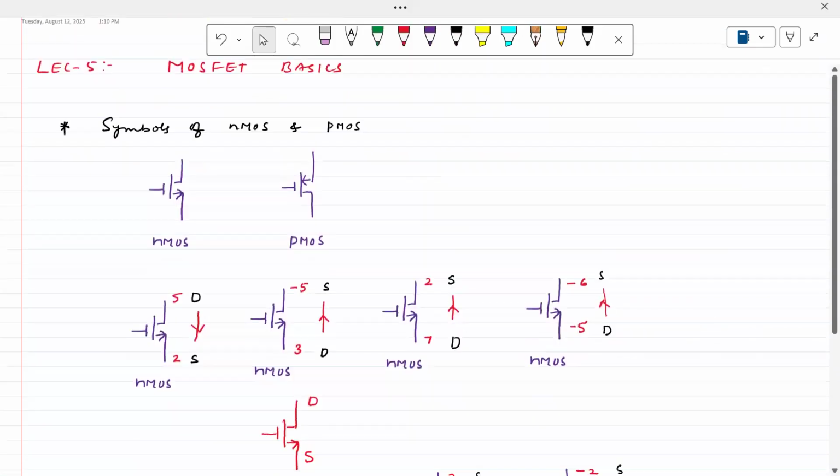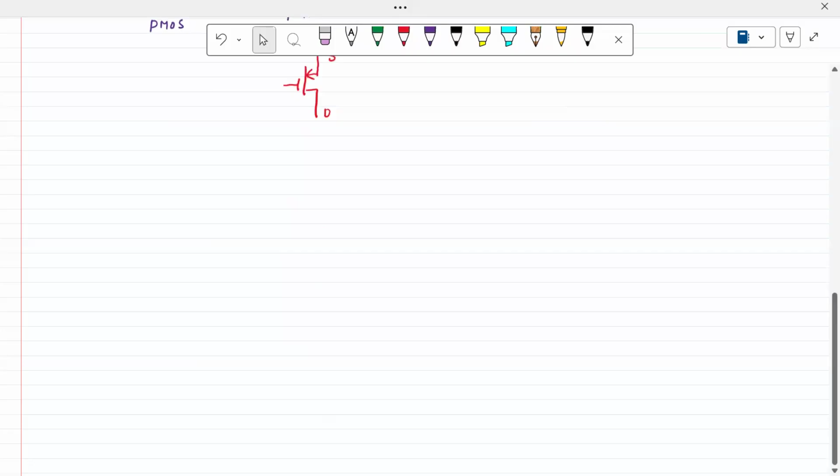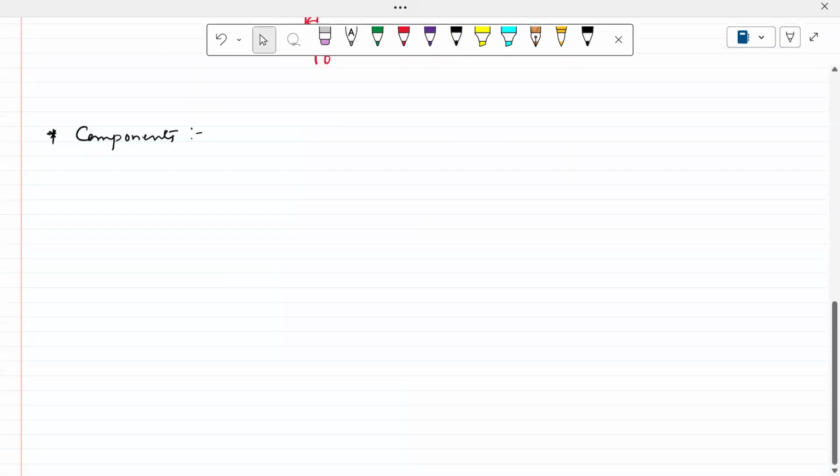And let us see some mathematical models for the electronics components we have seen so far. What are the different components we have seen so far? What are the electronics components so far we have seen?